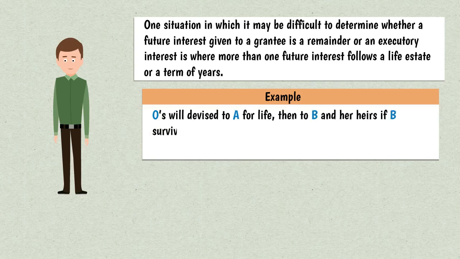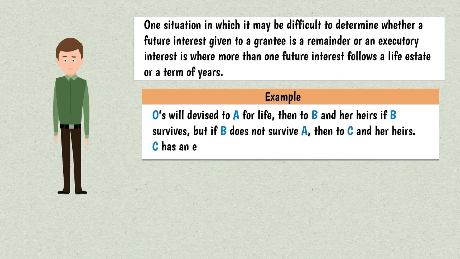For example, consider an example we looked at earlier, where O's will devised, "to A for life, then to B and her heirs, but if B does not survive A, then to C and her heirs." We said that C has an executory interest.